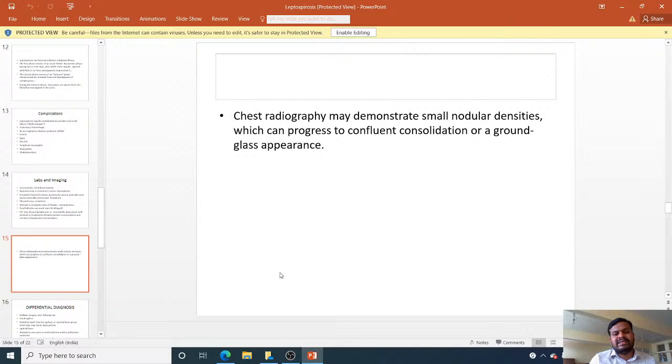Coming to the imaging, on chest radiography, if there is any pulmonary involvement, you can see small nodular densities, which can progress to consolidation, and there can be a ground glass appearance.